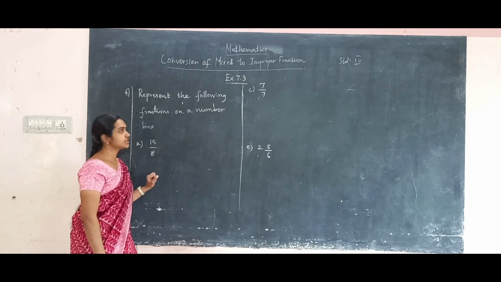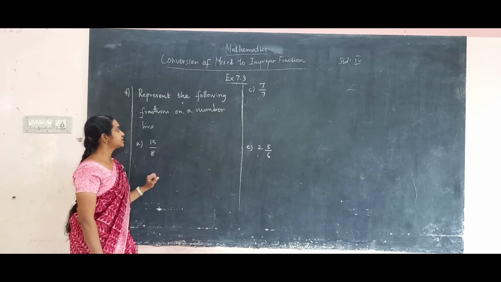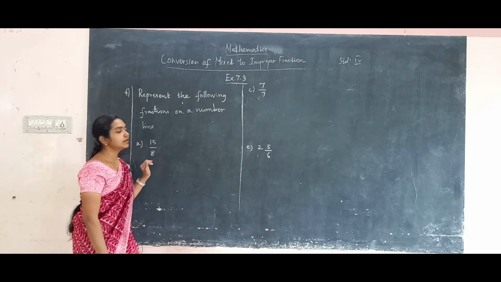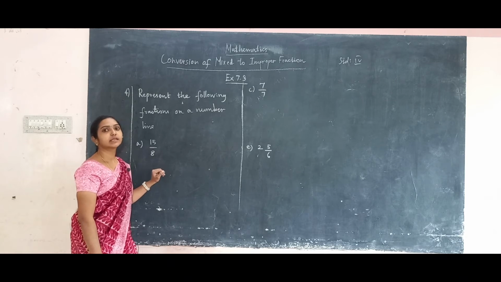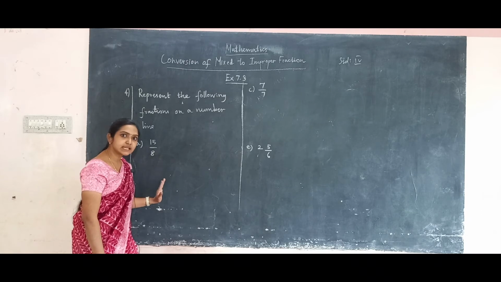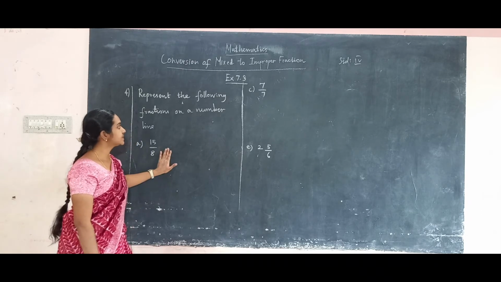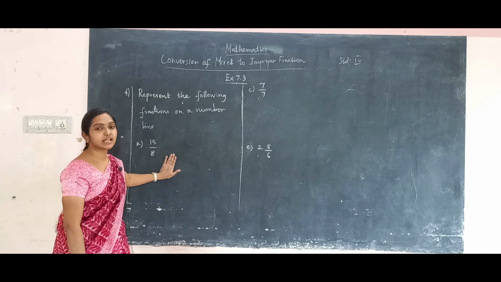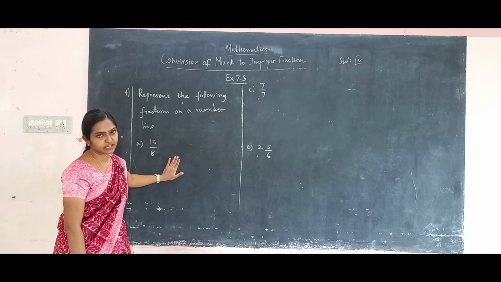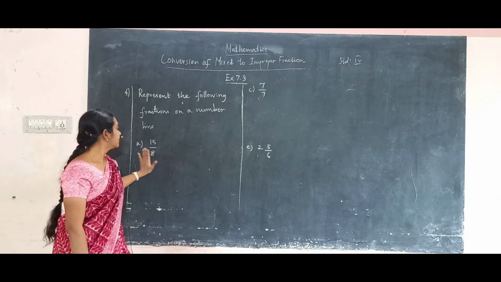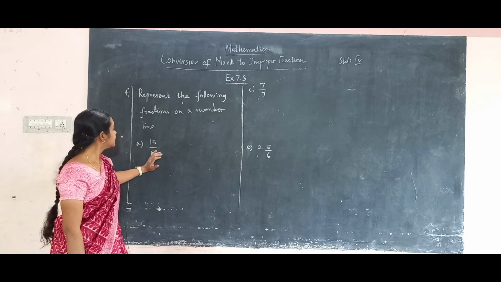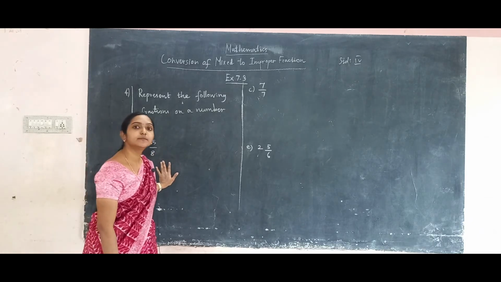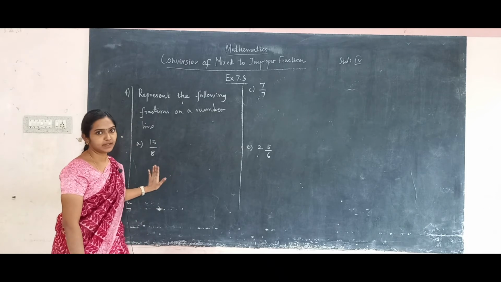The fourth question is, represent the following fractions on a number line. All the fractions given here are improper and mixed fractions. So far in our previous class we have learnt about representing fractions on a number line. All the fractions that we represented were proper fractions. Now we are going to represent mixed and improper fractions on a number line.